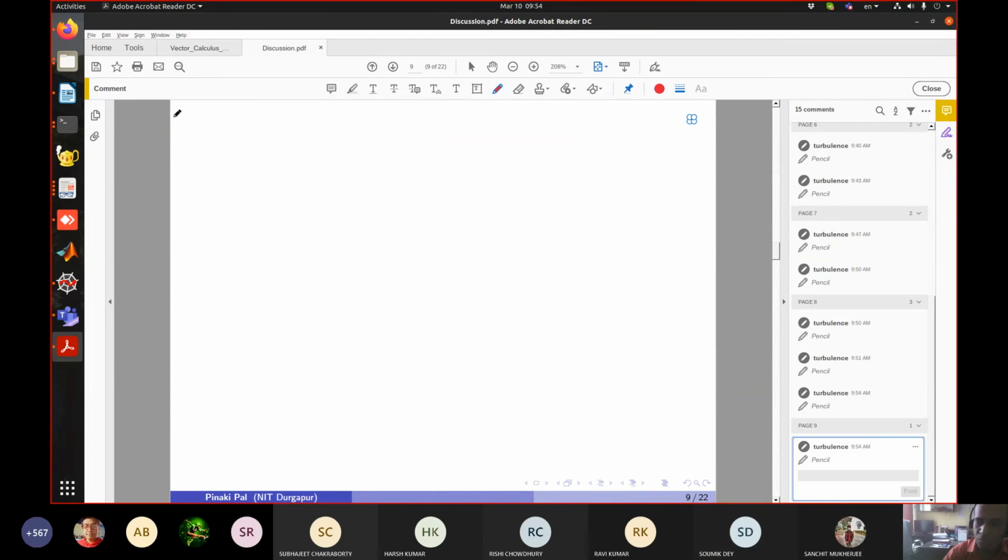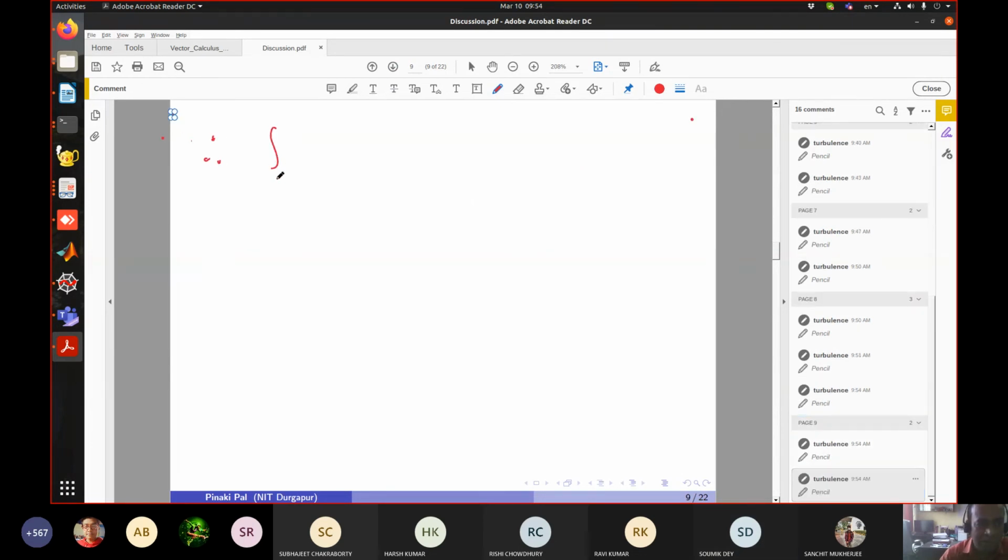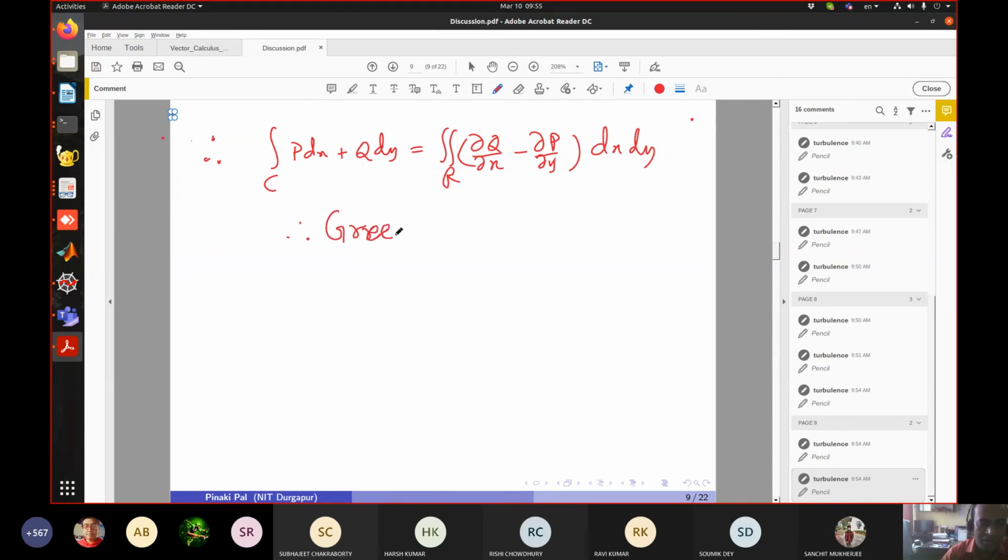Therefore we can write the integral over C of p dx plus q dy is equal to the double integral over R of (del q del x minus del p del y) dx dy. So Green's theorem is verified.